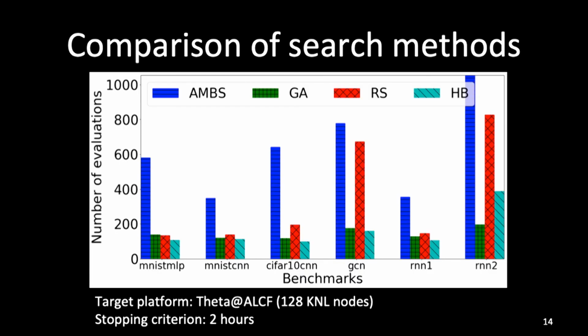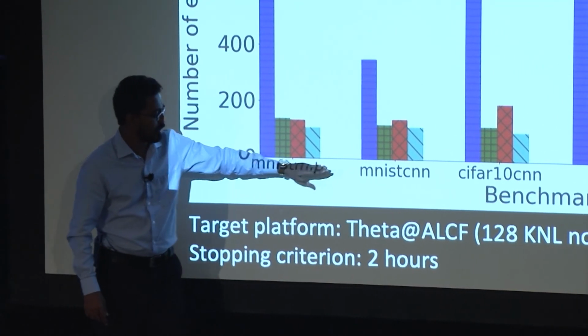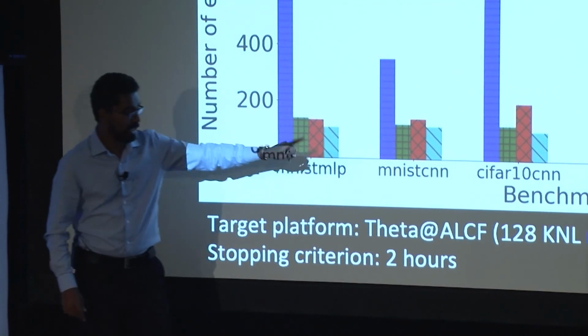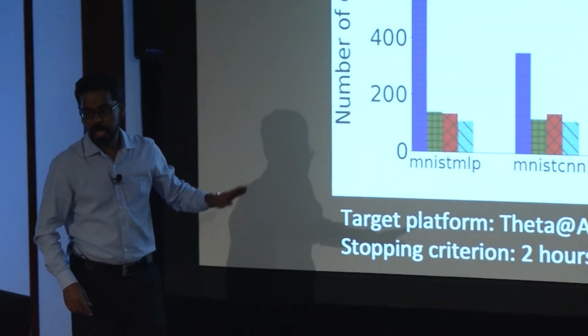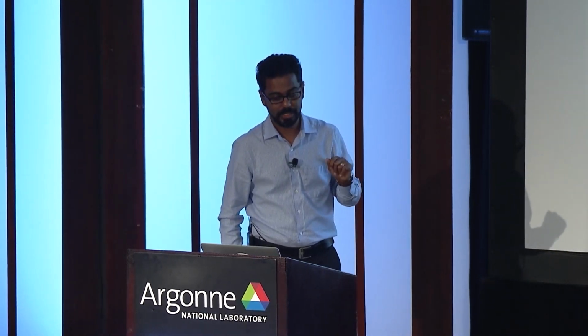Okay. So some comparisons. We did a comparison of that asynchronous model-based search method with genetic algorithm, random search, and hyperband. So these are all different types of methods. And what you see here, these are on different benchmarks. Each one of these is a different benchmark. This is MNIST example with multi-layer perceptron. It's a fully connected network. This is with a convolution neural network. That is CIFAR-10 with convolution neural network. GCN stands for graph convolution network, and RNN recurrent neural network, 2 different variants.